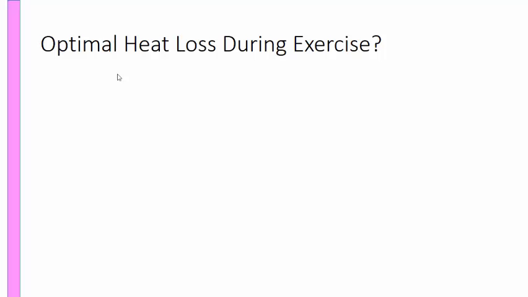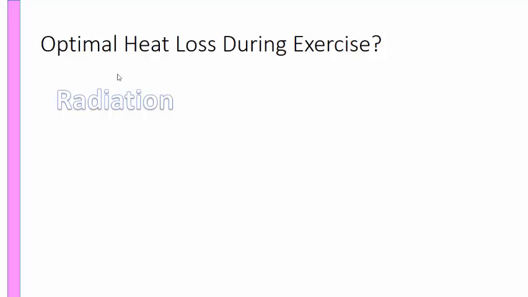How can we have optimal heat loss during exercise? We just talked about how we can lose heat, but if you know that you're going to be exercising on a hot day, or if you are looking at the weather and you're deciding which day you should run outside, if there's a hot day versus a cool day, which one is going to promote optimal heat loss?